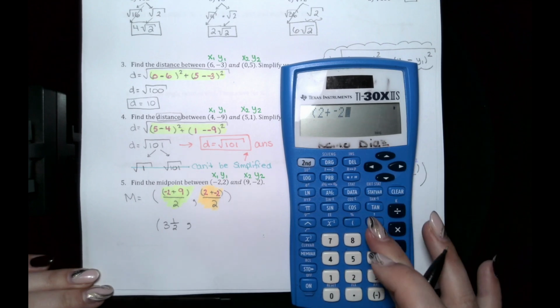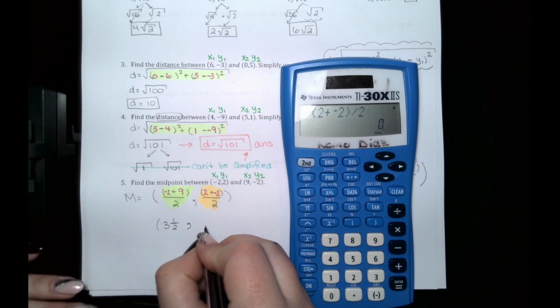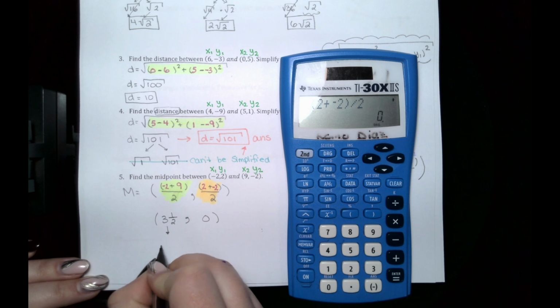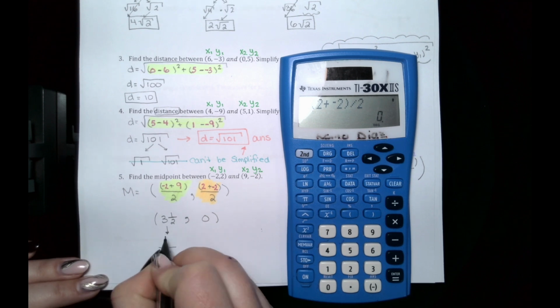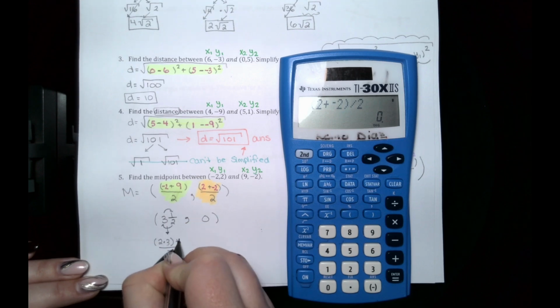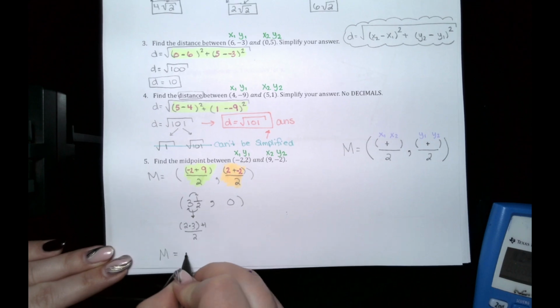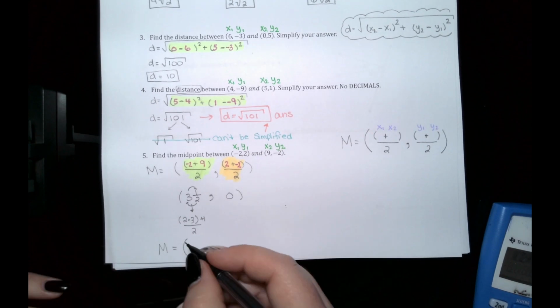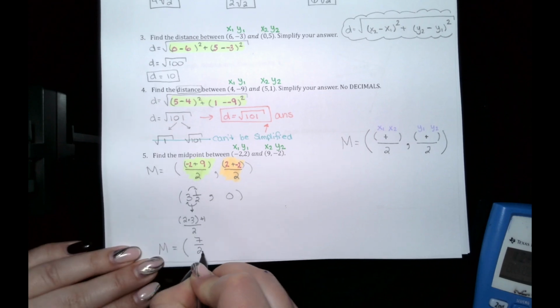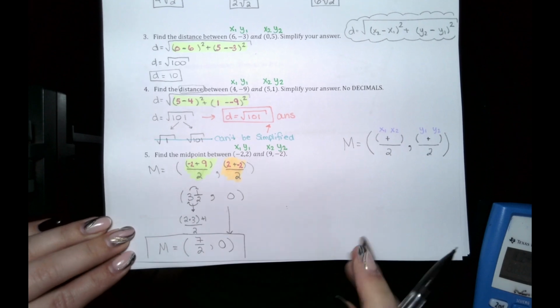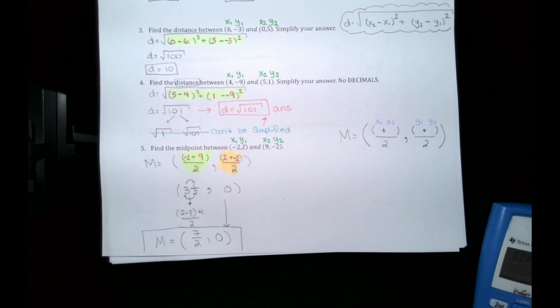2 plus negative 2, close it, divided by 2, equals, well, that's 0. 0 is lovely. So that means we have to convert this 3.5. Since we have a denominator of 2, I'm going to keep that denominator of 2. We're going to multiply 2 times 3, add the 1. So that means our midpoint is 6 plus 1 is 7 halves, comma, bring down the 0, and that is our answer. Again, decimals are not allowed, mixed numbers are not allowed. We only want improper fractions here.